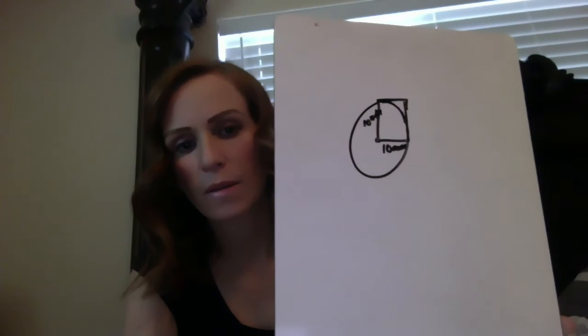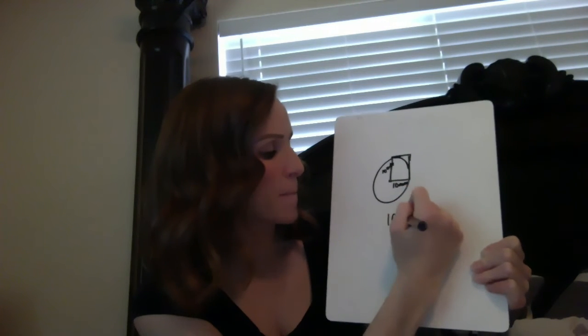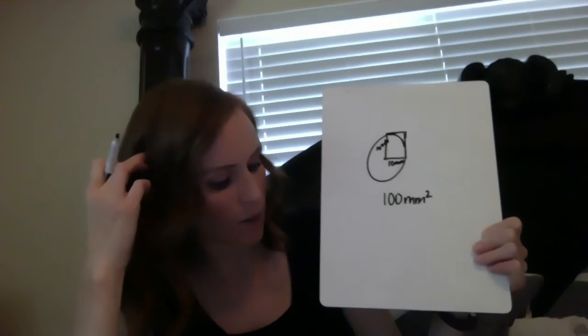To find the area of a circle, we must first find the area of a square that could be drawn on the radius of the circle. So let me show you what that means. This circle has a radius of 10 millimeters. So we drew a square. Now we know a square has the same side lengths all around. So 10 times 10 equals what? It equals 100 millimeters, and we square it. Remember, anytime we find the area, we square it.